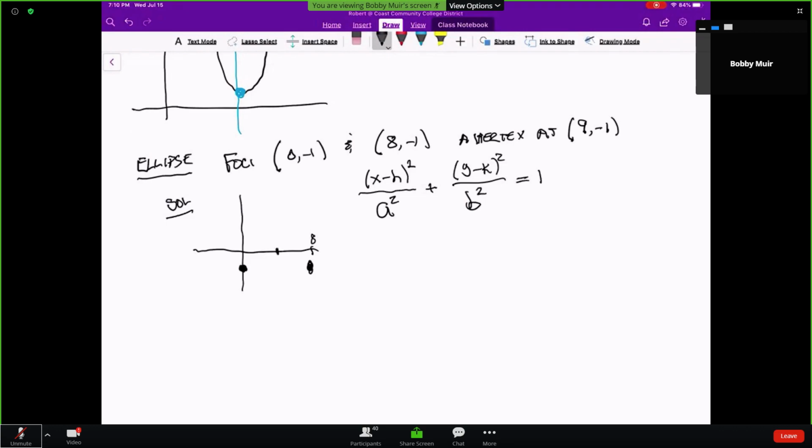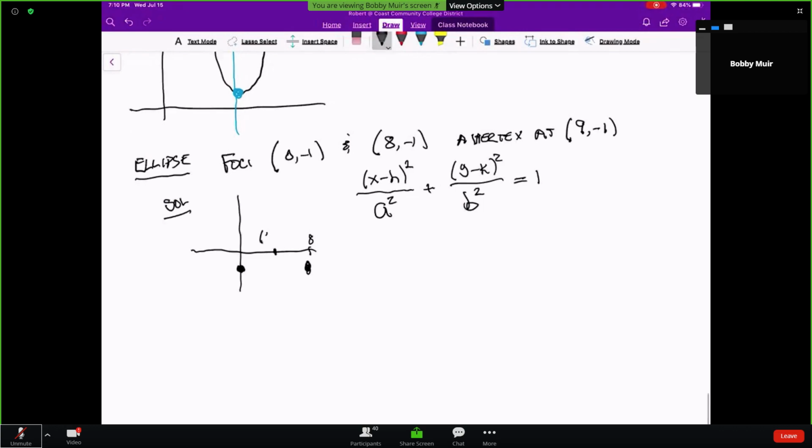Okay, so the midpoint between these two guys, this would be the point 4, 0. That's the center. It's halfway through both those guys. So it's going to be x minus 4 squared over a squared plus y minus 0 squared over b squared equals 1.